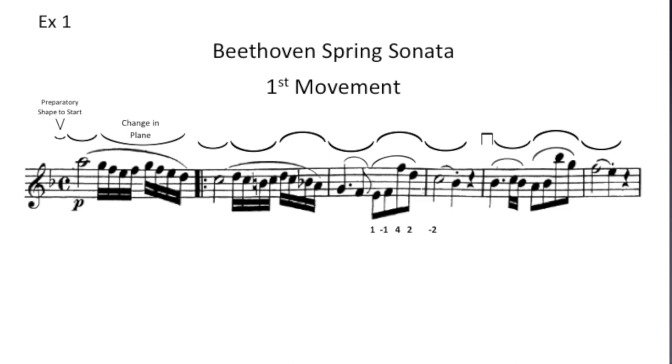Bars 3, 4, and 5 have the same shaping, starting with an undershape followed by a small under to an over which gets the bow across the large interval. There's also a shape in the rest. Each one is a tiny overshape, but very shallow to bring the arm back where it's ready for the next down bow.